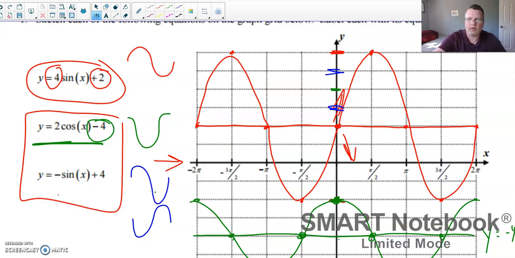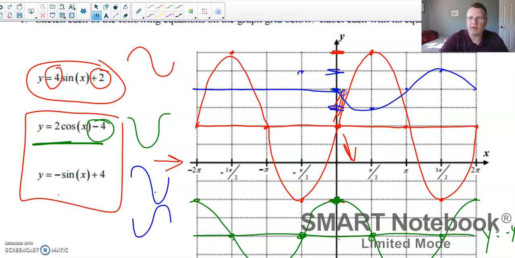So 4. Okay, so 1, 2. So it was this one here. Okay. So now it starts at, okay, the quote unquote origin, down to the lowest, back to the midline, to the highest, back to the midline. Okay, so that's your curve. Okay. And the same thing the other direction.